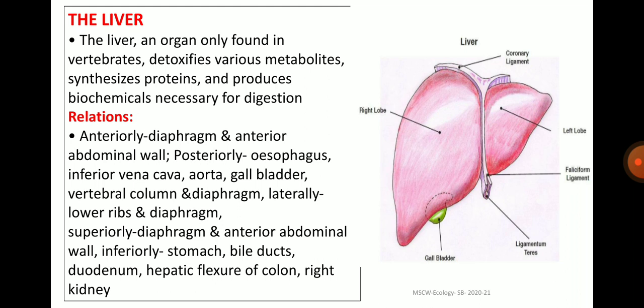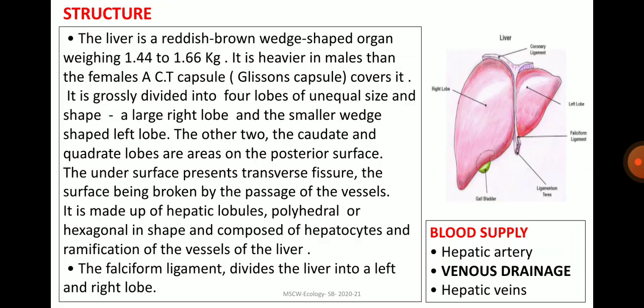So there you can see, apart from these structures, that is the right lobe, the left lobe and the falciform ligament, there is a green rounded structure which is called the gallbladder, which stores bile, as you all know, which is present inferior to the right lobe of the liver. There are ligaments called coronary ligaments and ligamentum teres also seen in this slide. I have just mentioned the various anatomical details of the liver.